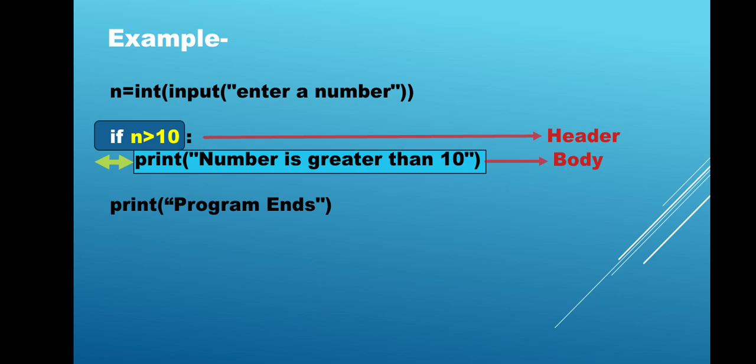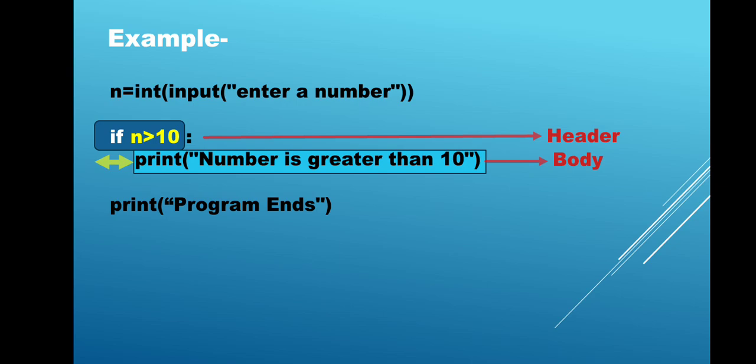The last statement, which is not indented, is not considered as the body of if, but it is considered outside if. So in this program, first a number is taken as input from the user, and if this number is greater than 10, then the message "number is greater than 10", which is given in the body of if, will be displayed. After that, the message "program ends" is displayed.